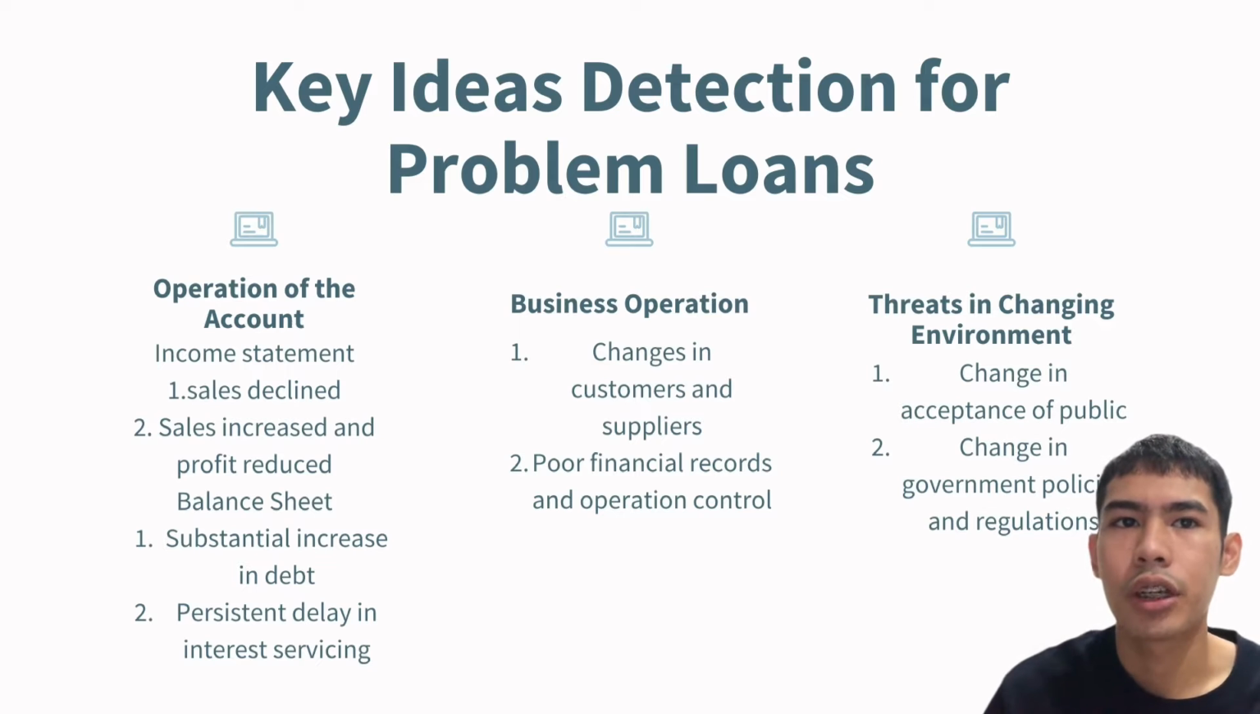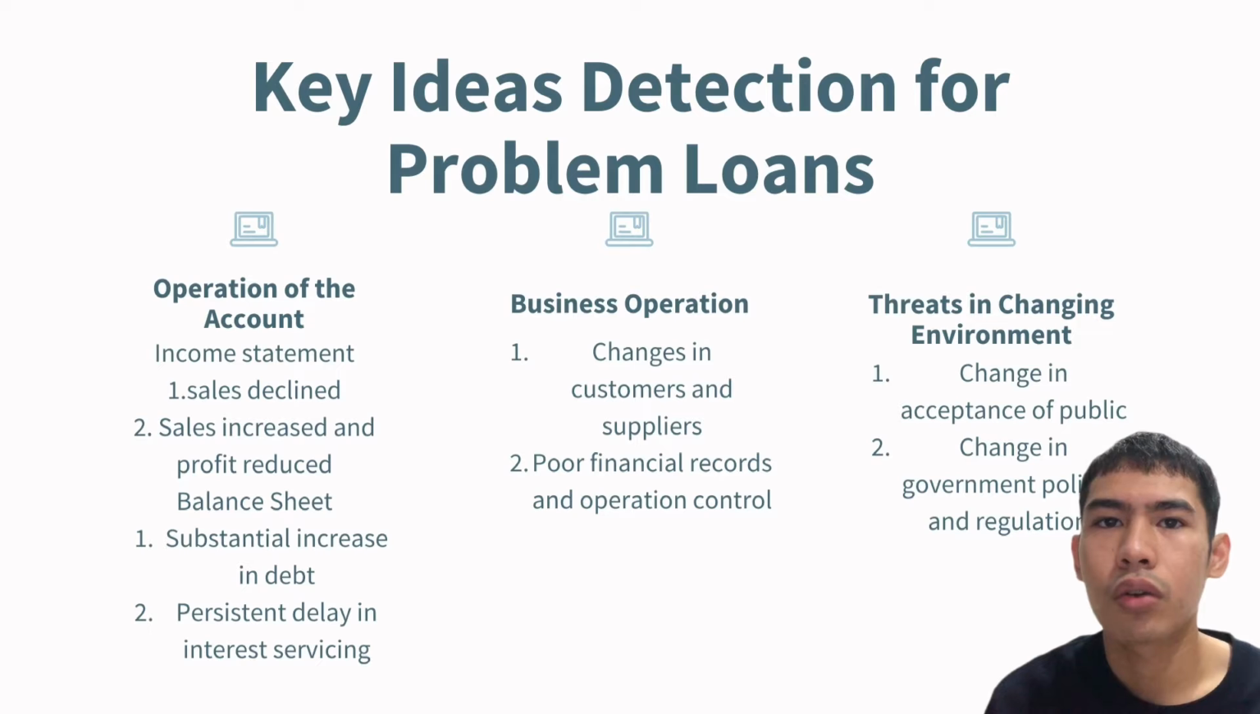Next is the balance sheet. Substantial increase in debt. Most of the companies are not recognized in this country, so most of them will have materiality in lending their funds to others. Next is persistent delay in interest servicing.